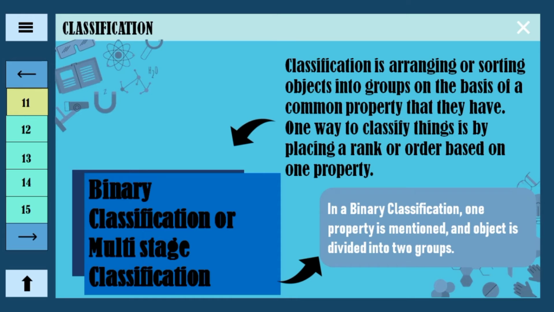Another form of classification is binary classification or multi-stage classification. In a binary classification, one property is mentioned and objects are divided into two groups. For example, given a basket of fruits, you can classify them as round fruits like guava, and fruits that are not round like banana. Another property is fruits with one big seed inside, like mango or avocado, and fruits with many seeds inside like guava and orange. Further along the way, you can classify the remaining fruits until you identify all the fruits in the basket. This is similar to classifying different organisms according to different kingdoms, or classifying animals according to different classes. Understood?